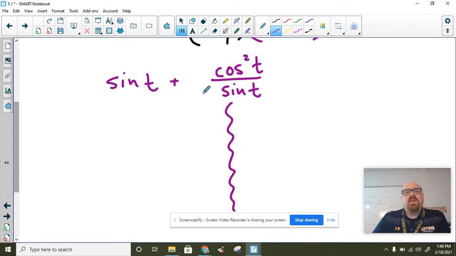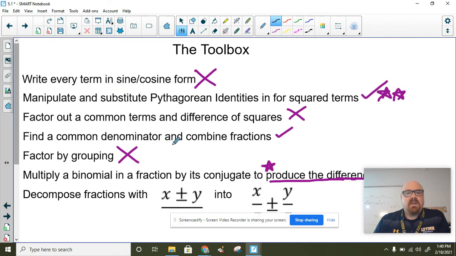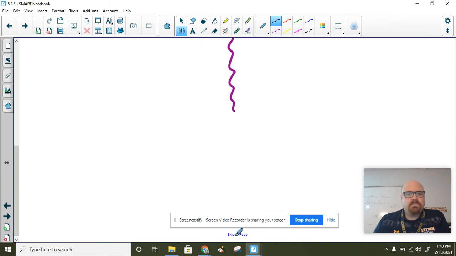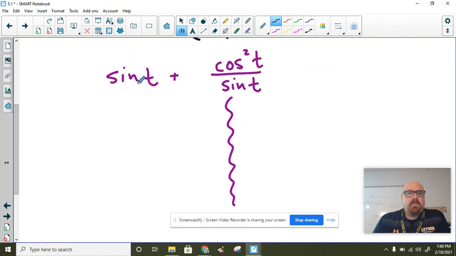Let's take the route where we call this a fraction. So we're taking this route: finding a common denominator and combining fractions right here. We're going to do this in black ink. So here, I'm going to call this sine t over 1.